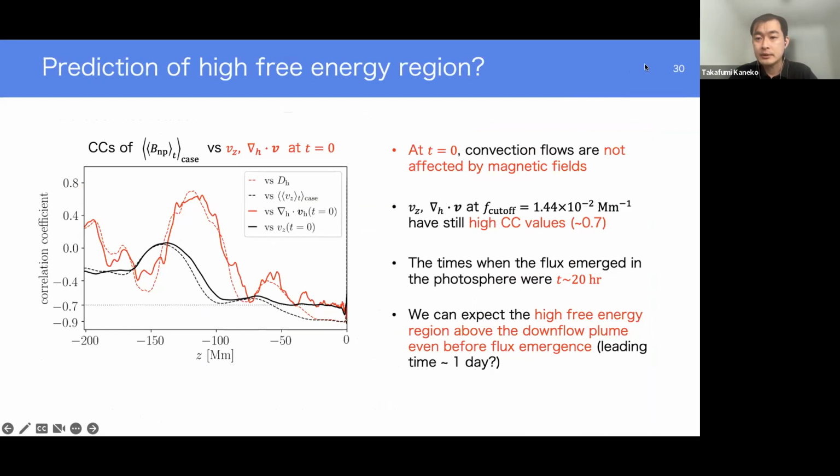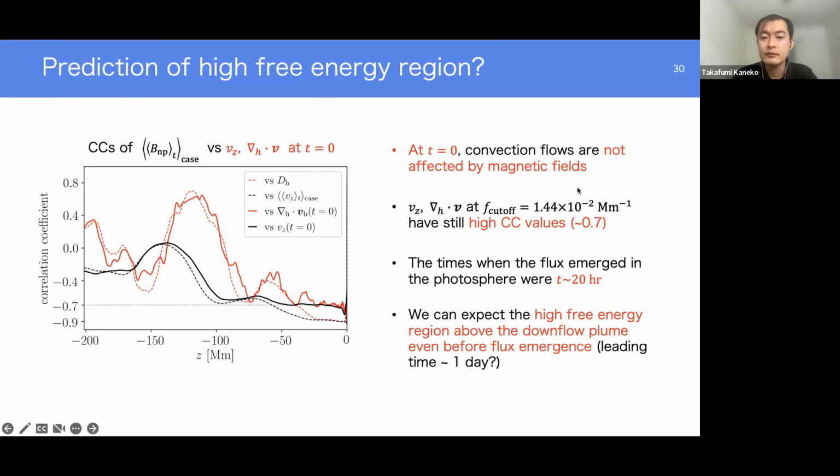So this is the last slide. Until now, I computed the correlation coefficient using the temporal evolution of the data, which means that the convection field was affected by the magnetic field. But in this figure, we also try to compute the correlation coefficient with the initial velocity field. The initial velocity field is not affected by the magnetic field.